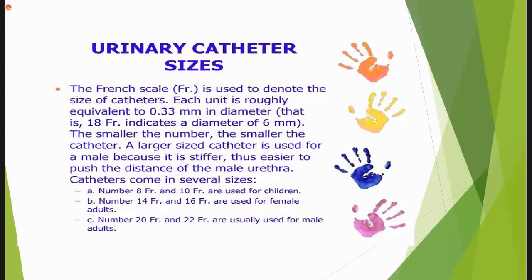Catheters come in various sizes. Number 8 French or number 10 French are usually used for children, number 14 and 16 French are used for adult females, and number 20 and 22 French are usually used for adult males.